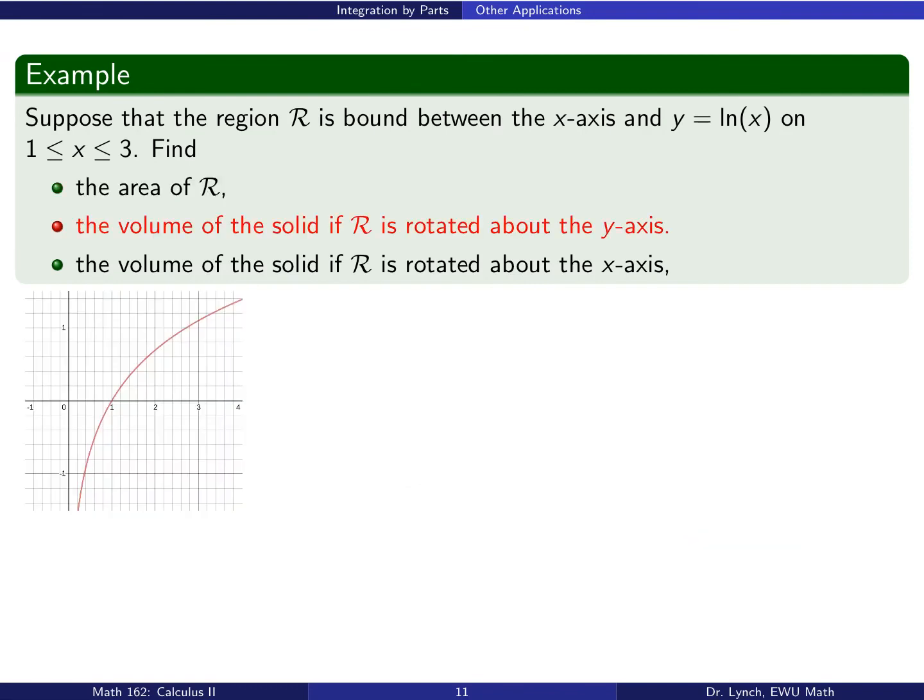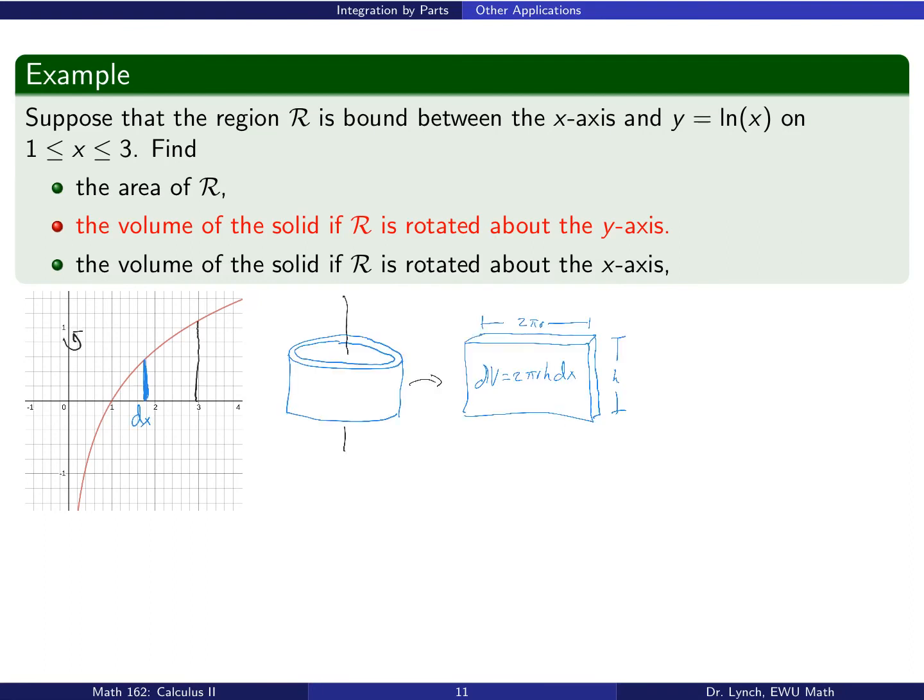Okay, let's go ahead and think about the volume of the solid if the region R is rotated around the y-axis. So we're familiar with this idea of taking a slice with width dx, rotating that slice around the y-axis. In this case, we obtain a cylindrical shell. We're familiar with this from our previous applications of the definite integral. We know that the volume of that shell is 2 pi r h dx. And we know that the radius in this case is x, and that the height is a natural log of x, and we can express our volume, therefore, as an integral.